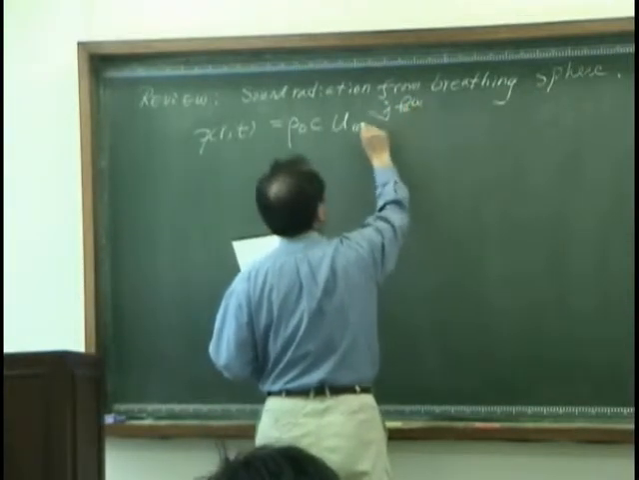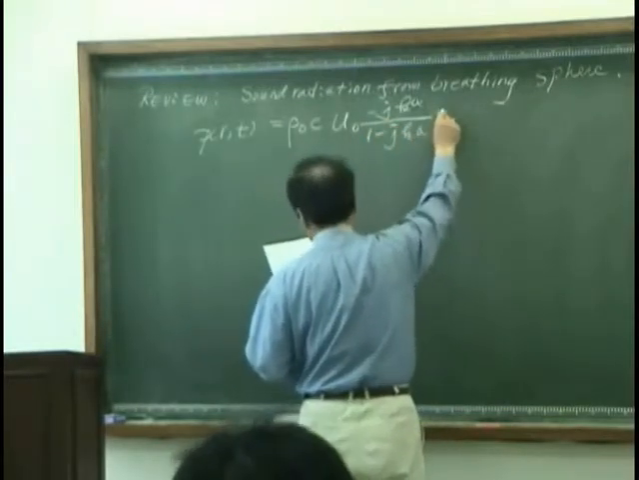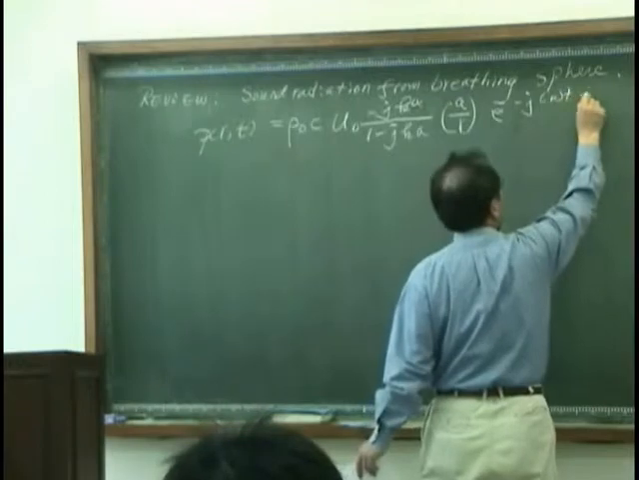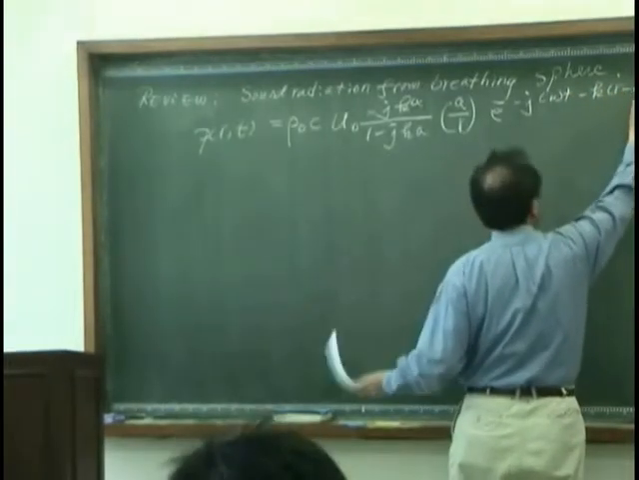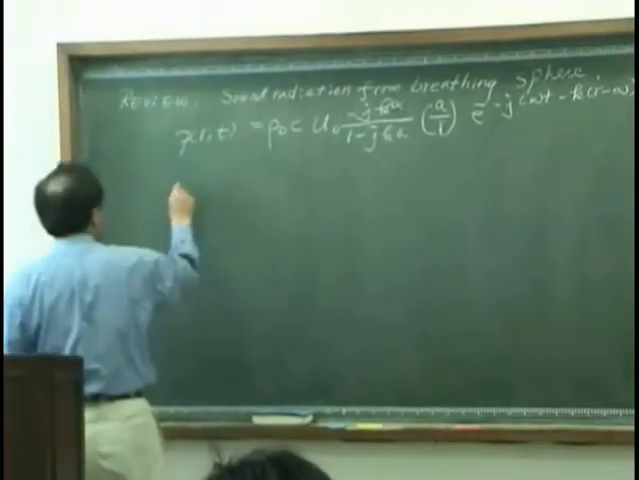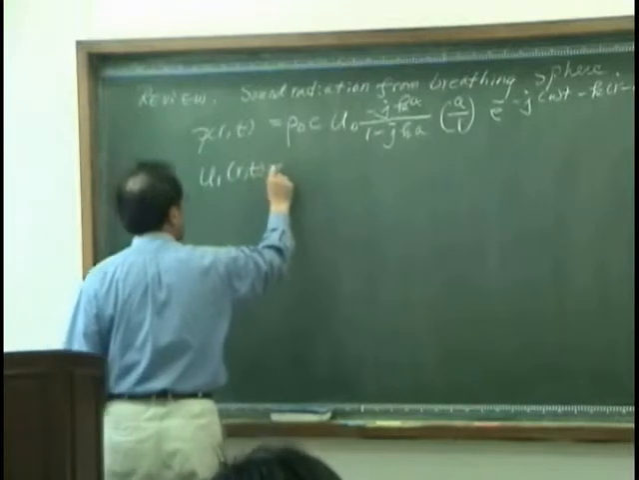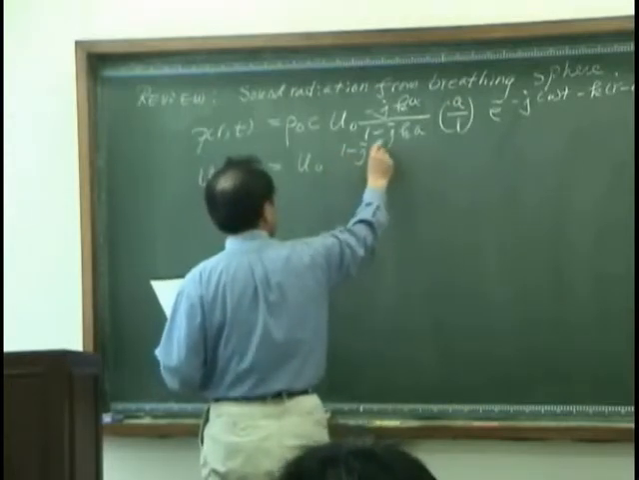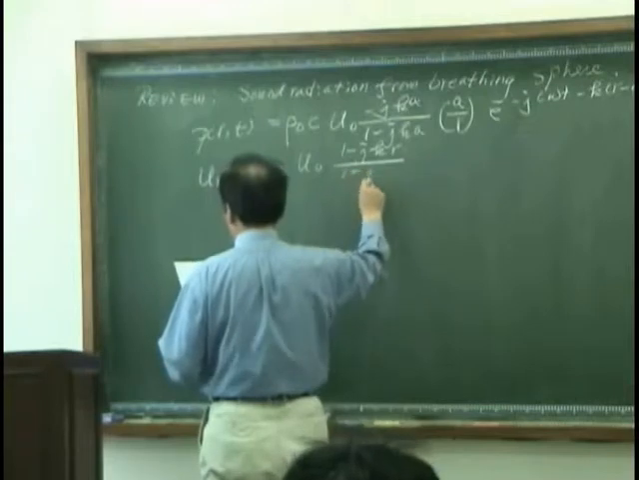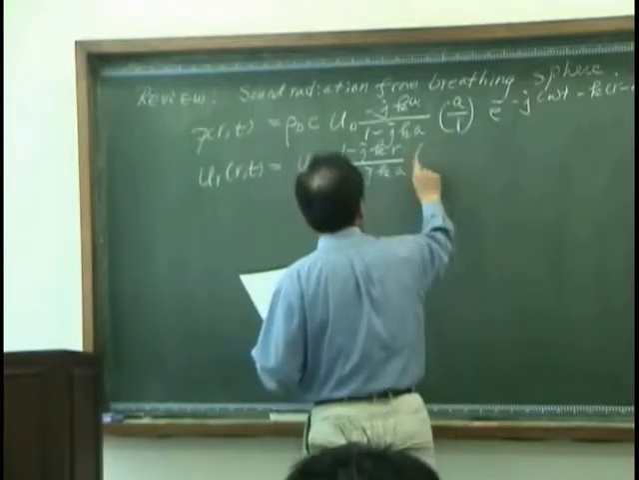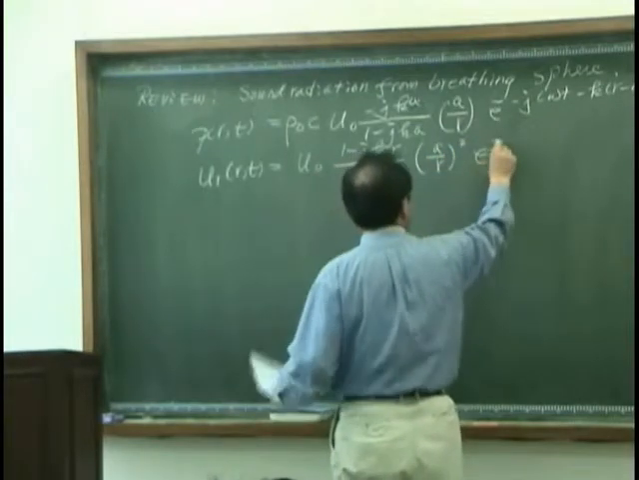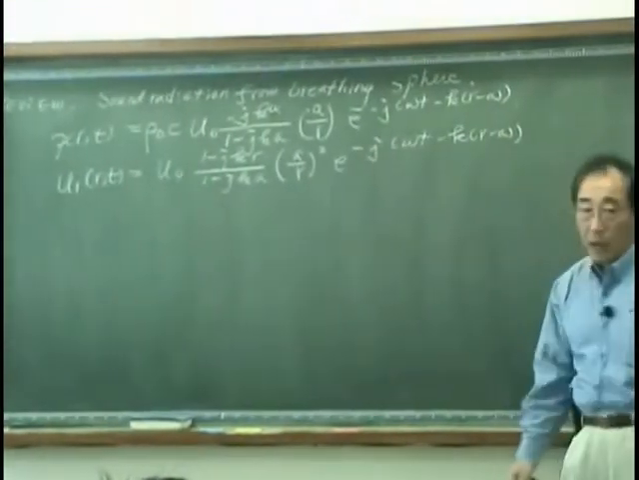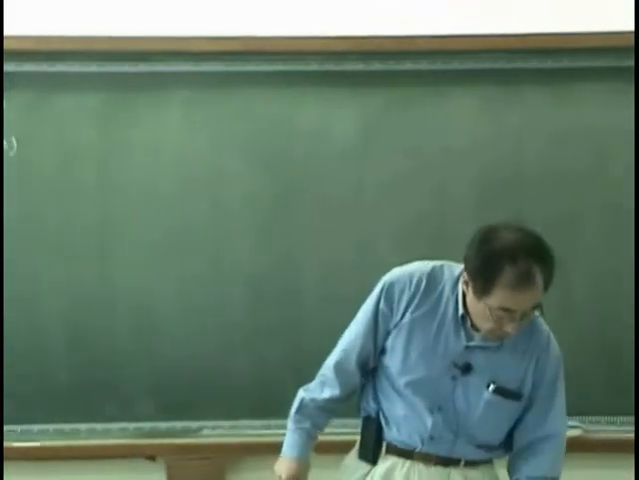JKA over 1 minus JKA, and we have A over R exponential minus J omega T minus K R minus A. And the velocity in the R direction, that is also a function of R and time, that is U0 and 1 minus JKR, 1 minus JKA over R square exponential minus J omega T. Okay.